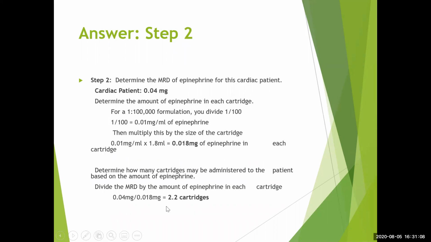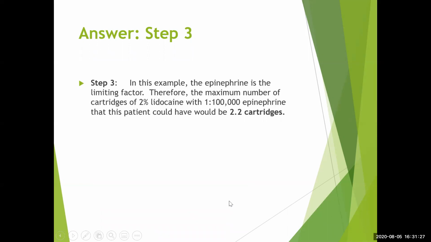But when we figure out what we can give them based on the vasoconstrictor, it's much, much lower. We can only give them 2.2 cartridges. And that goes back to them being a cardiac patient. They can have very little epinephrine. So the limiting factor is the vasoconstrictor, because you can only give 2.2 cartridges based on it. In this example, the epinephrine is the limiting factor. Therefore, the maximum number of cartridges of 2% lidocaine with 1 to 100,000 epinephrine that this patient could have would be 2.2 cartridges. So always take the lower number. Otherwise, you can overdose your patient.